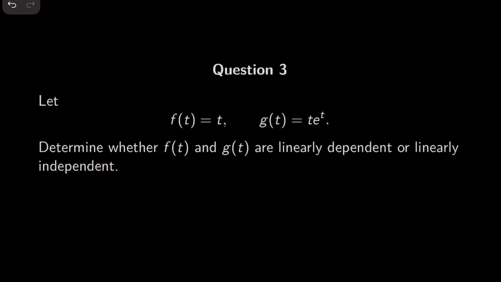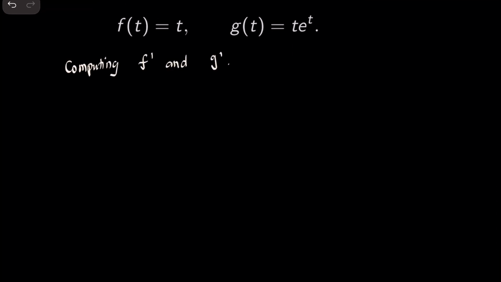With our third example, we are given f of t equal to t and g of t equal to t e^t, and you have to determine whether f and g are linearly dependent or not. Let's compute f prime. So f prime is giving us 1. To compute g prime, we use the product rule. That's going to give us e^t plus t e^t.